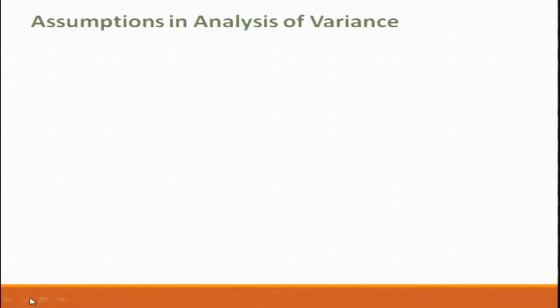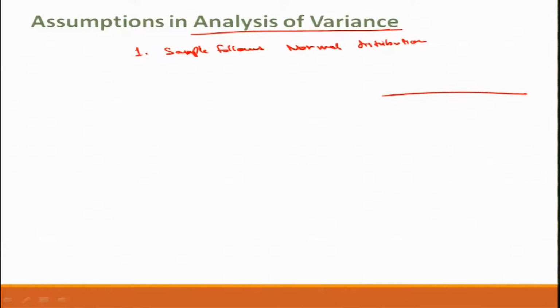There are certain assumptions in analysis of variance. These assumptions are bound to be met. If they are not met, then the analysis of variance technique does not hold good. So, what are the assumptions? Number 1, the sample follows a normal distribution. That is, if I plot all the sample items, it should follow this normal distribution.